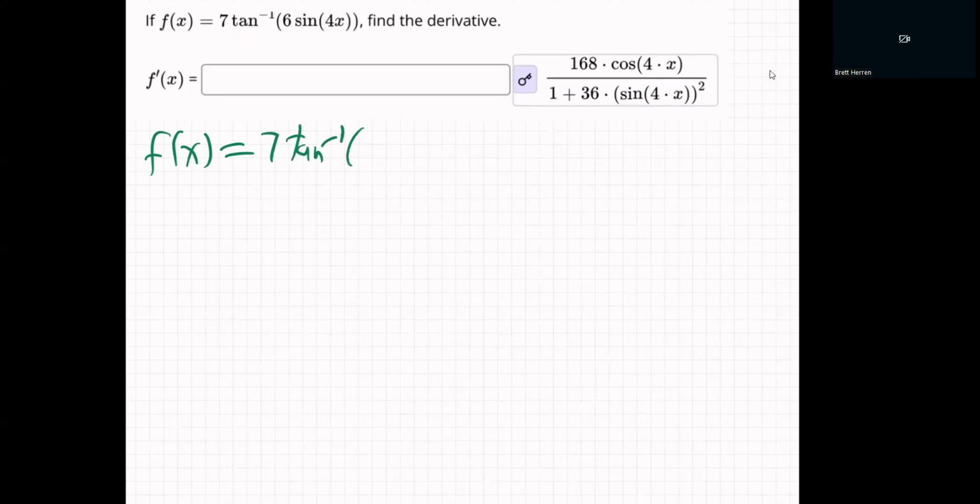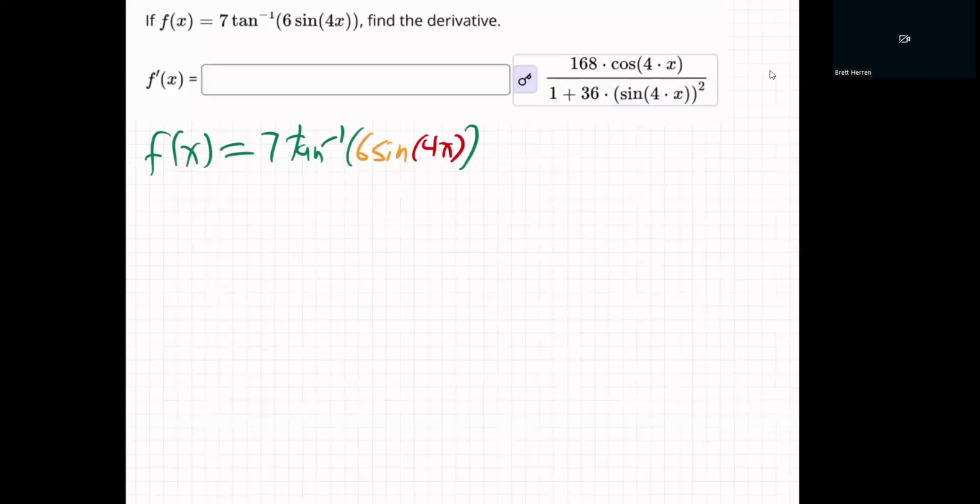So tan inverse of, put this in here, 6 sine. I'm trying to show you the layers here. Okay, it's 3 layers. All right, so let me give you the rule.